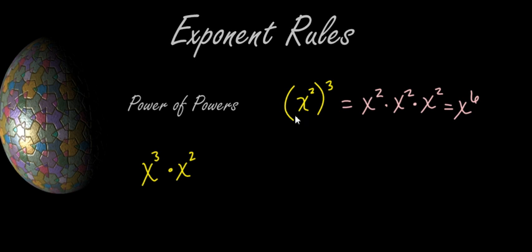Now, shortcut: if you have a single base that has exponents that need to be shared, this is where you multiply them together, because I have a set of 3 x squareds.